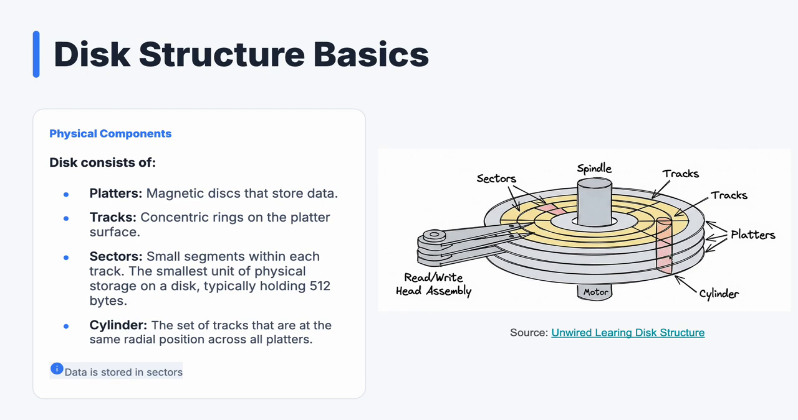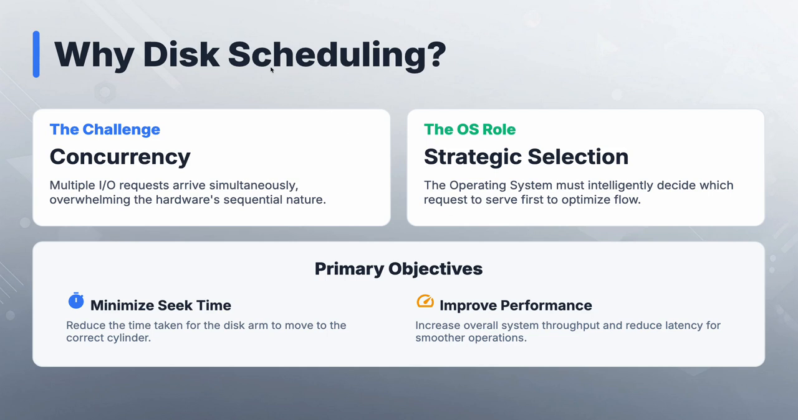So for this example, this can be one cylinder, this can be one cylinder, so that is cylinder. We know we have talked about platter, track, sector, cylinder, and the data is written by read-write heads onto sectors. So now that we know how data is actually stored in the disk, let's talk about how data is accessed, right? So this is where disk scheduling comes into picture.